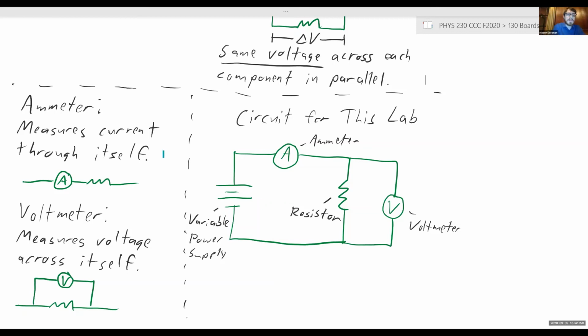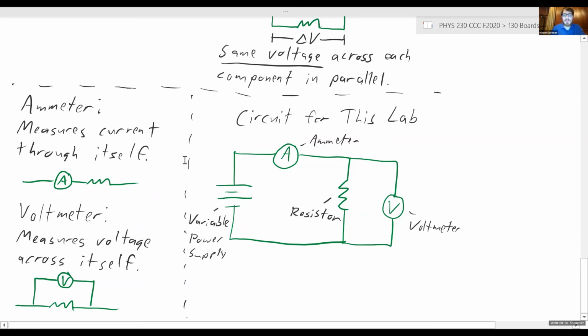So an ammeter is a device used to measure current. And what an ammeter is actually measuring is the current through itself. It has two leads on its ends, and when current flows in one lead and out the other, the ammeter measures the current that flows through itself. And because it's measuring current through itself, the best way to use an ammeter to measure the current through a given component is to place the ammeter in series with that component.